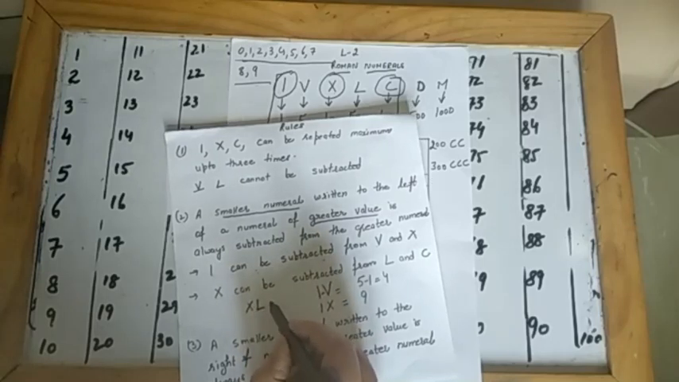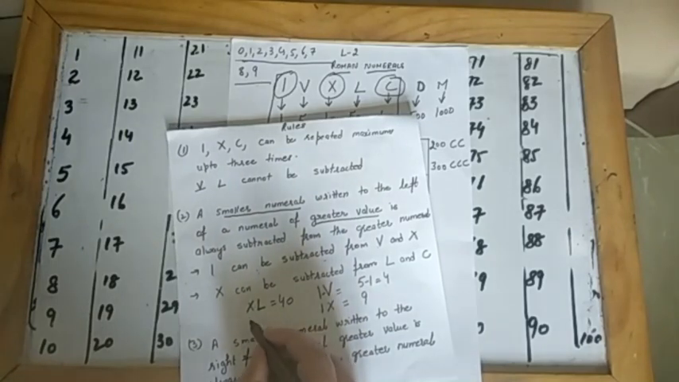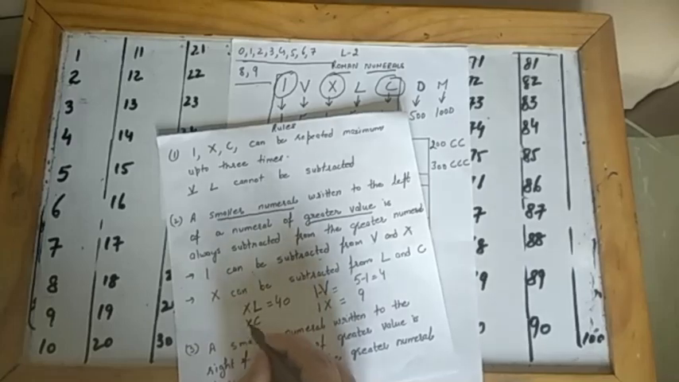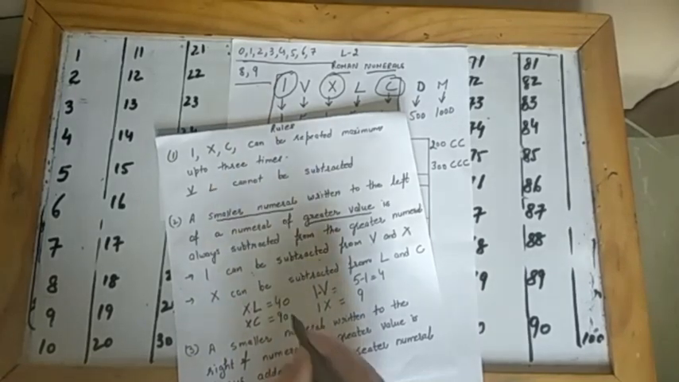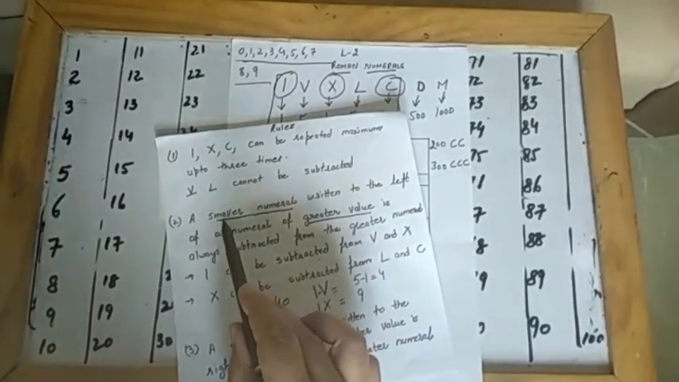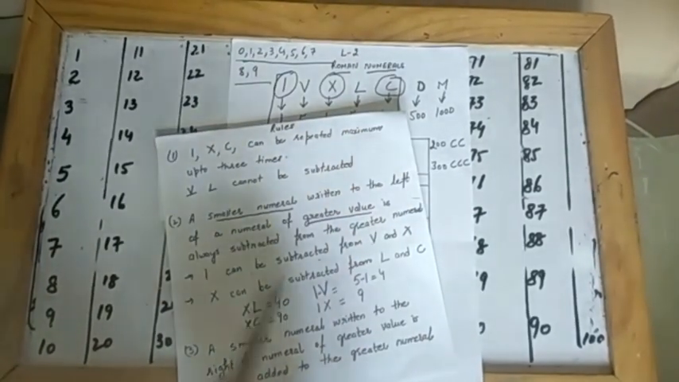So 50 minus 10 becomes 40, and it can be written at the back of C also. So 100 minus 10 becomes 90. So this is how we write 40, 4 and 9. So this rule is that when you write a smaller numeral to the left of a numeral of greater value, it gets subtracted.